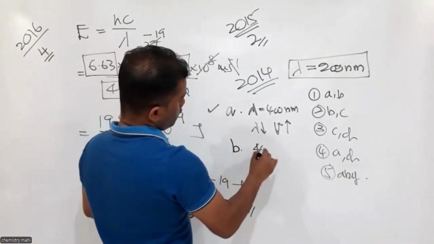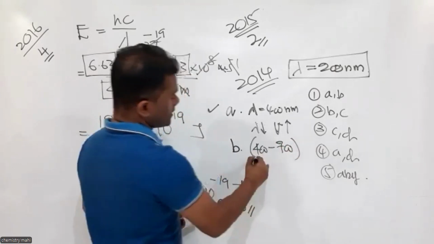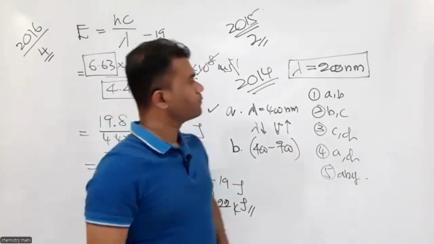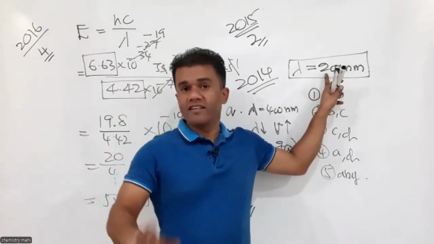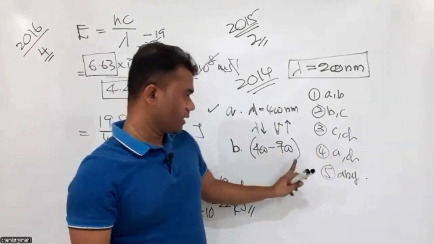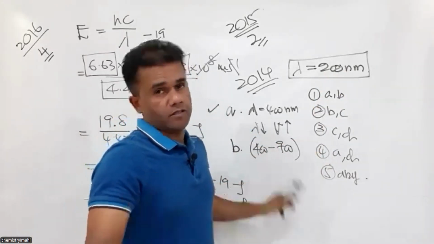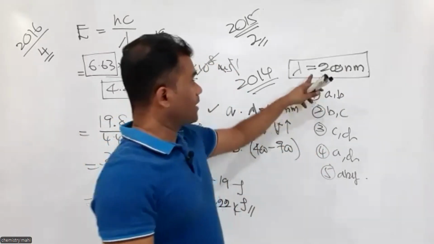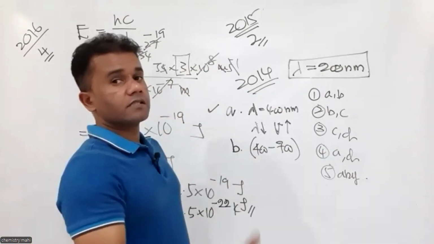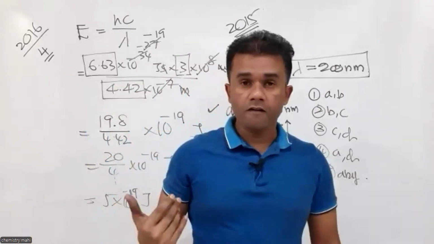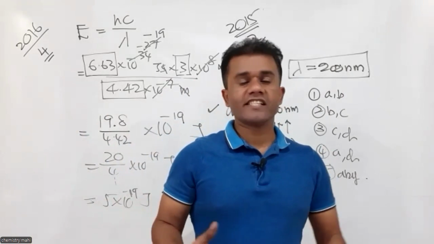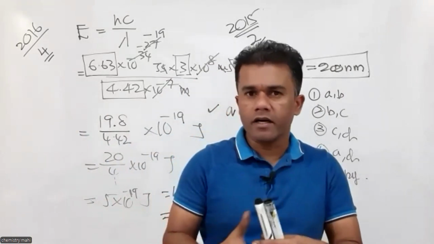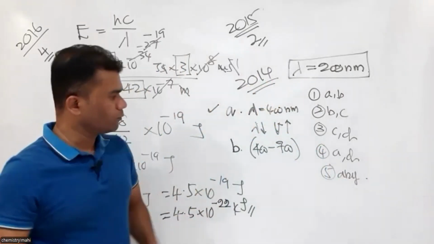Visible region, 400 to 700 nanometer. Those are the boundaries I gave you. But this is 200, and 200 is outside of this boundary, so it can't be visible. Okay. Lambda less than 400 means this has more energy than the visible region. So since it has more energy, maybe it is ultraviolet, maybe it is X-ray, we don't know, right?